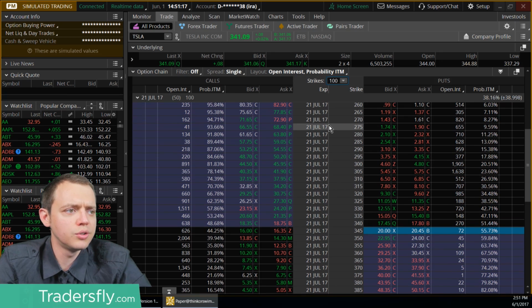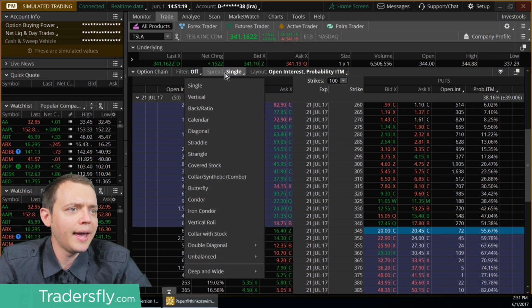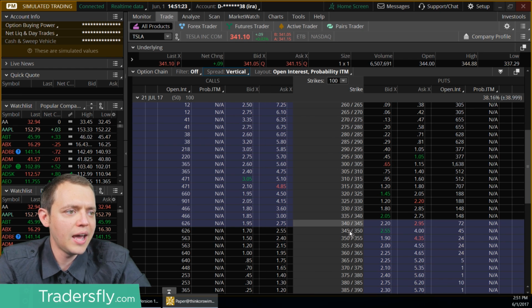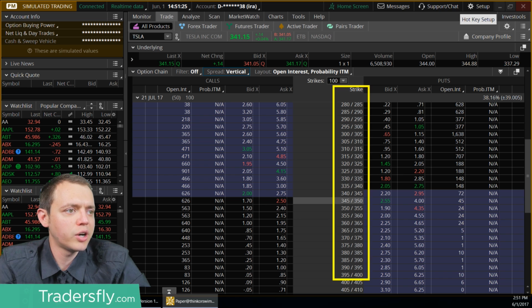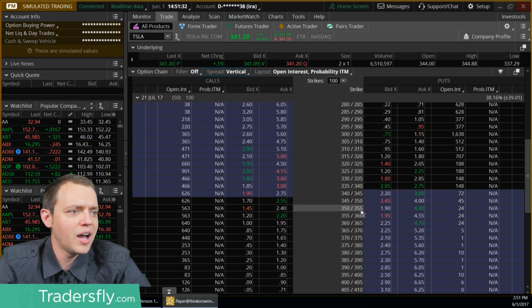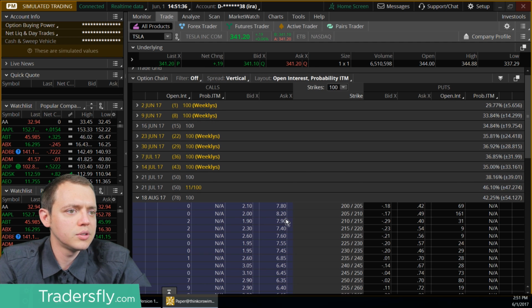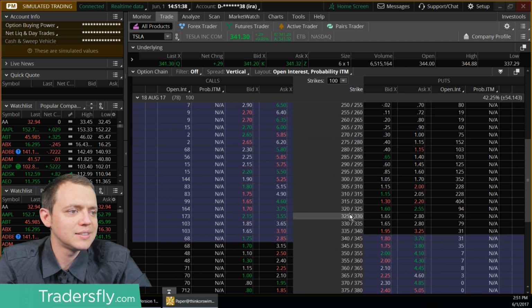Now, what you can also do is go in and change this from just looking at a single spread. You could do, let's say, a vertical. And now you'll notice it starts making changes to these strike prices. So you can see you can do a vertical on the 320, 325. You could do it on the 330, 335. If I go further out, I could do a 78-day, same thing.